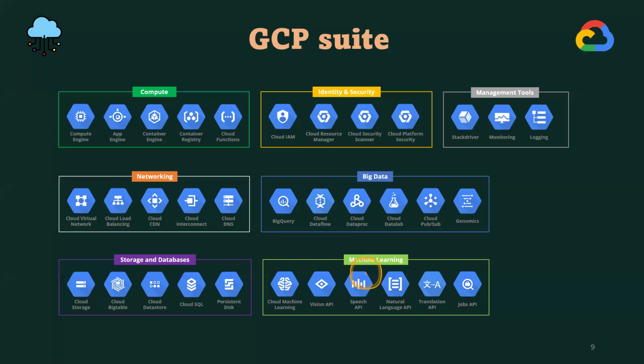And if you ask me what those resources are, these are all the services or resources it is going to be providing you. So you can see compute resources, identity and security services, management tools, networking services, big data services, storage and database services, and machine learning services. Okay, so many categories. So I'll go to the Google Cloud Platform and let me show you guys here.